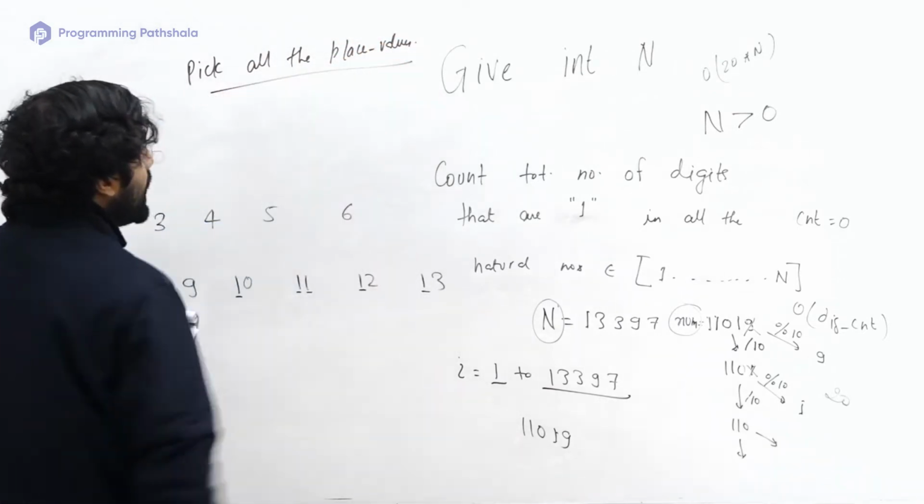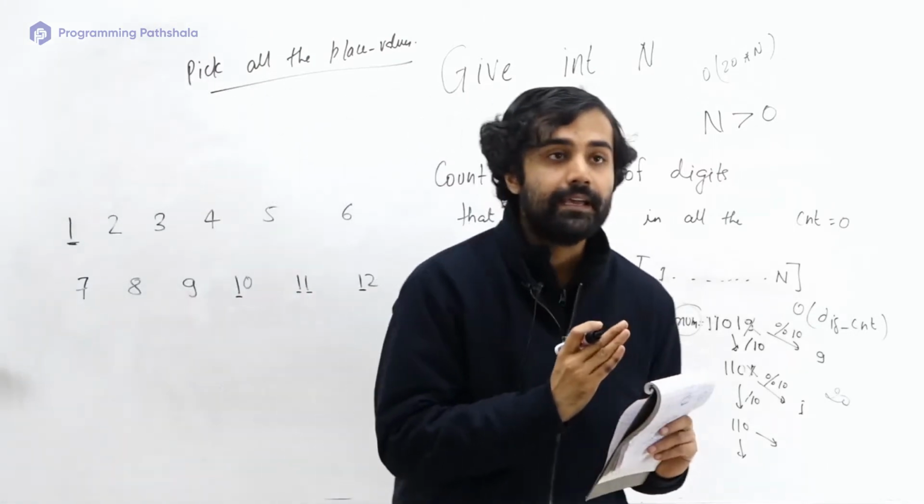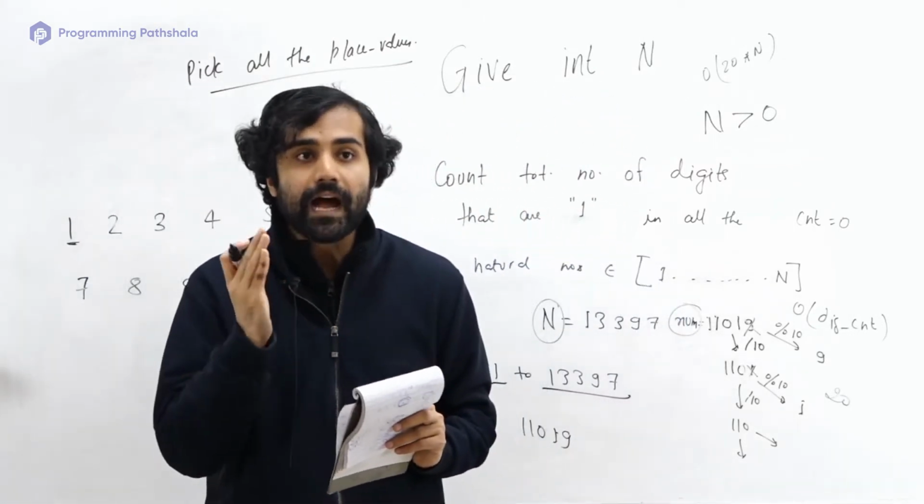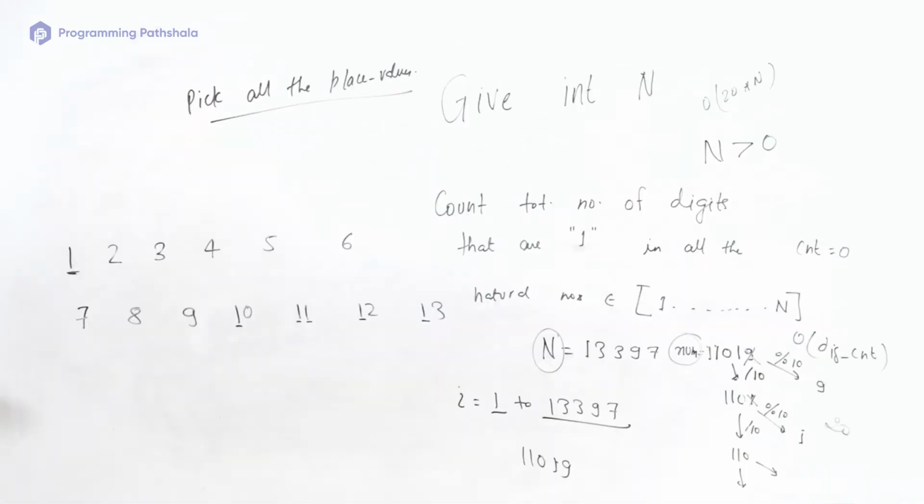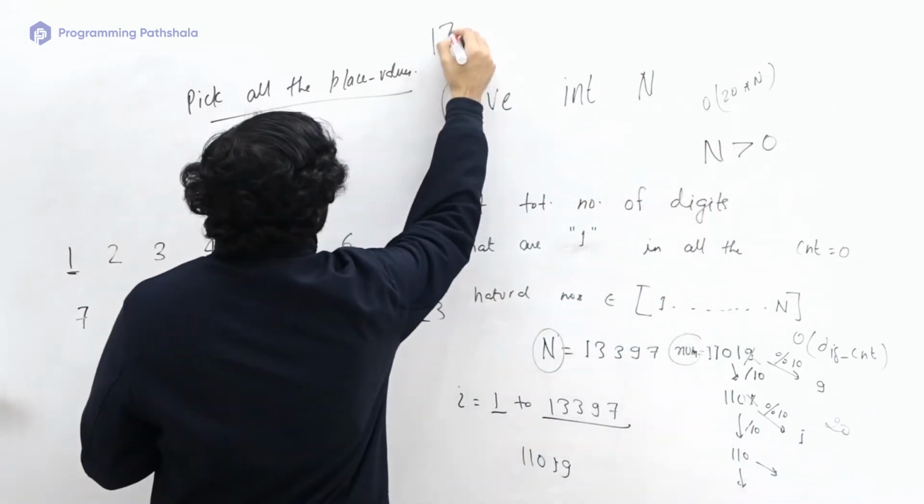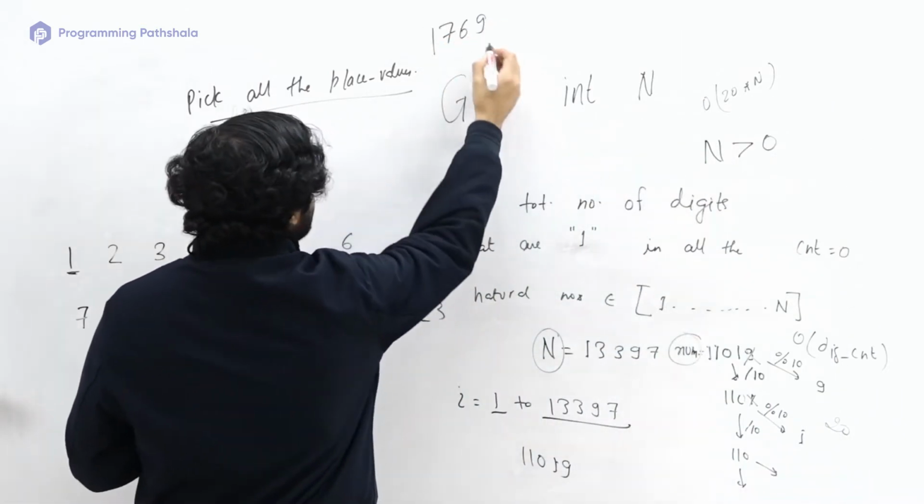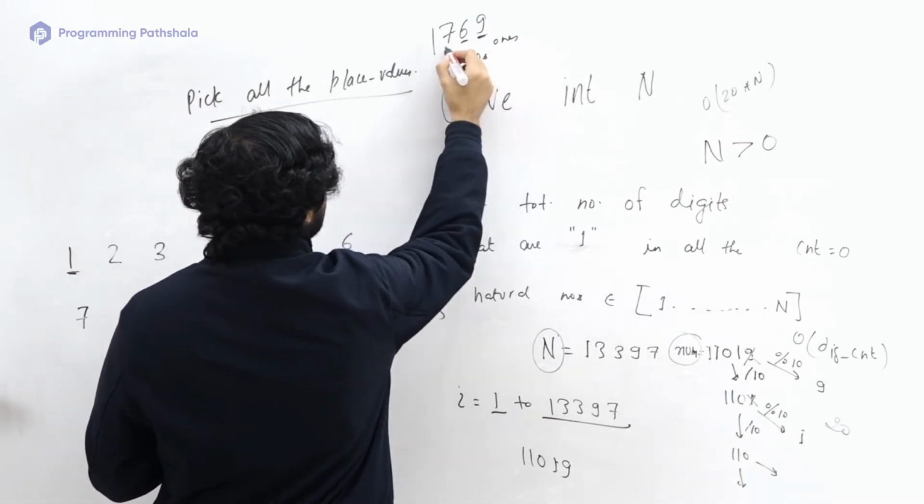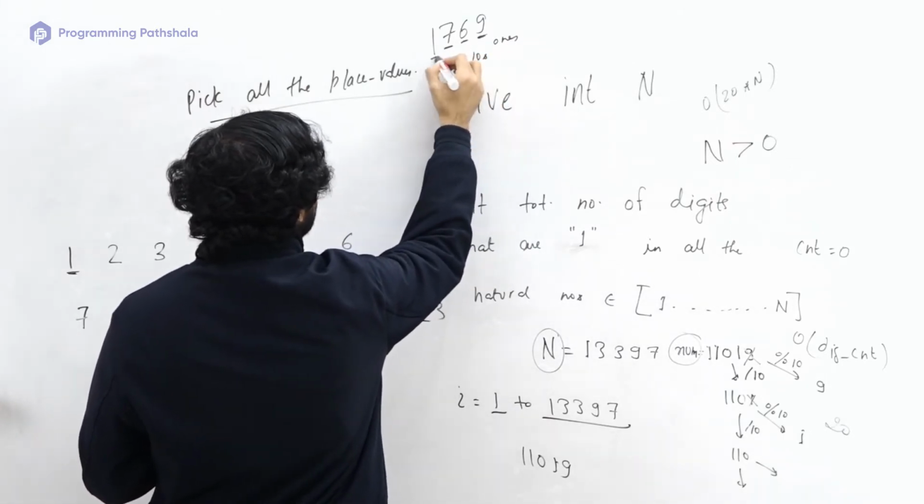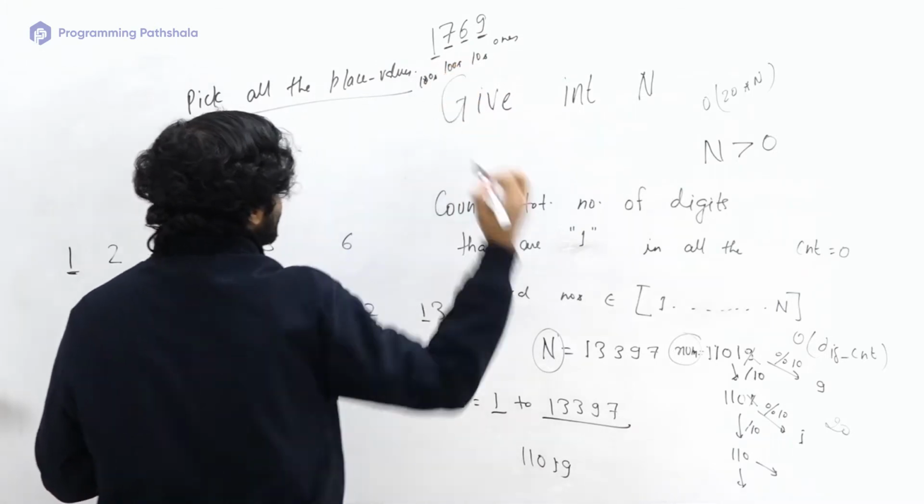I will pick all the place values one by one, and I'll check how many ones are there at a particular place value, right? So what are place values? Quite a simple thing. If you have something like 1, 7, 6, 9, let's say, this is your place value ones, this is your place value tens, this is your place value hundreds, this is your place value thousands, right?